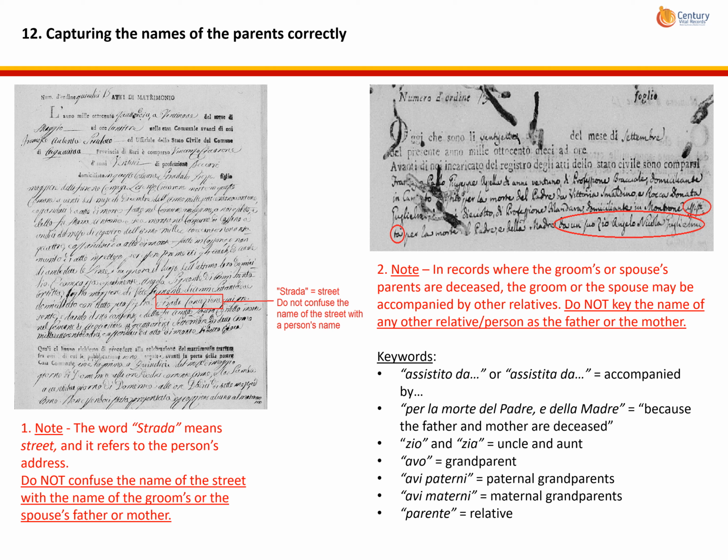Also, you may come across records in which the groom or the spouse is accompanied by another relative or person, and the names of the parents are not shown. Do not key any other person's or relative's name as the father or the mother. Here's a list of keywords to help you identify who is the person accompanying the groom or the spouse.